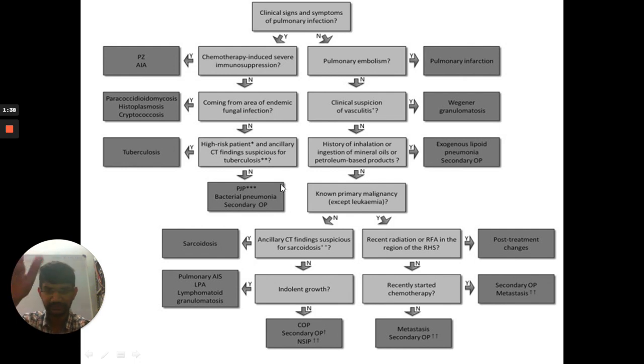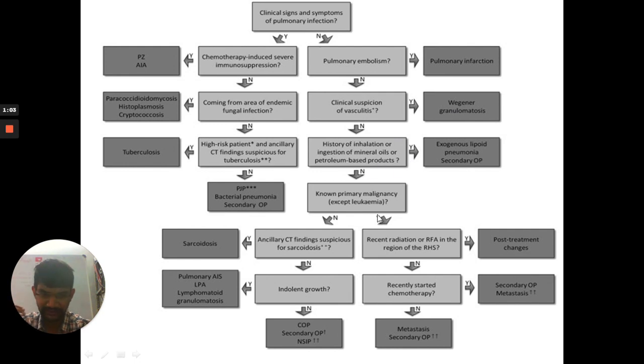Okay, this is the flow chart if the patient has clinical signs and symptoms of pulmonary infection. If there are no clinical signs and symptoms of pulmonary infection, it could be pulmonary embolism. If the patient has chest pain and echo is showing raised pulmonary artery pressure and right heart failure, or you have sinus tachycardia or S1Q3T3 on ECG, it could be pulmonary infarction. Then you need to get a CTPA. If there is high clinical suspicion of vasculitis, it could be granulomatosis with polyangiitis. If no, and there is history of inhalation of mineral oil or petroleum products, it could be lipoid pneumonia.